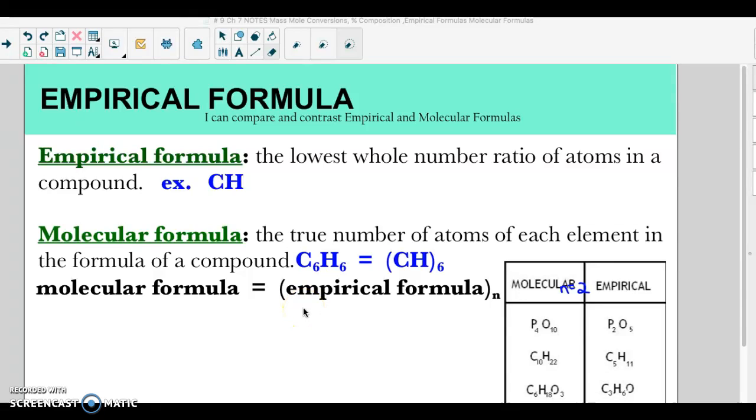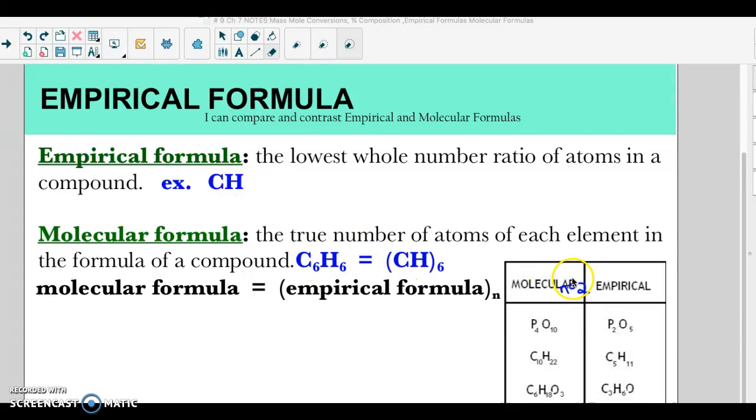Hey, this is a video about how to figure out empirical formulas of compounds. An empirical formula is the lowest ratio of the atoms in a compound, for example CH. It's not necessarily the true chemical formula, it's just the lowest ratio. So 1 mole of carbon for every 1 mole of hydrogen. The molecular formula is the actual true chemical formula of the molecule. For example, C6H6 could be the molecular formula, but its empirical formula would be CH.